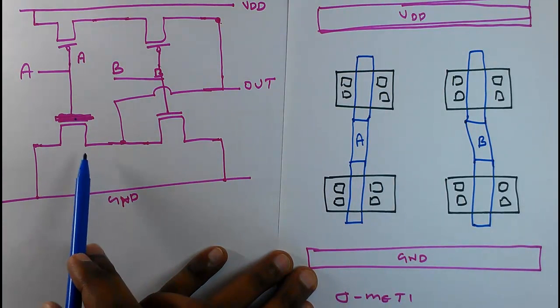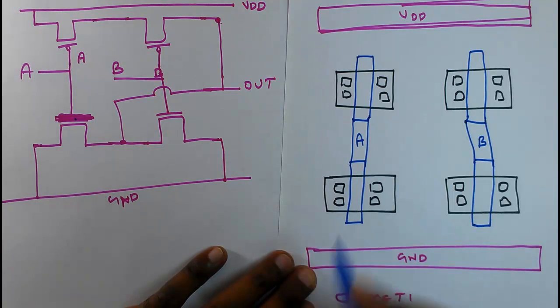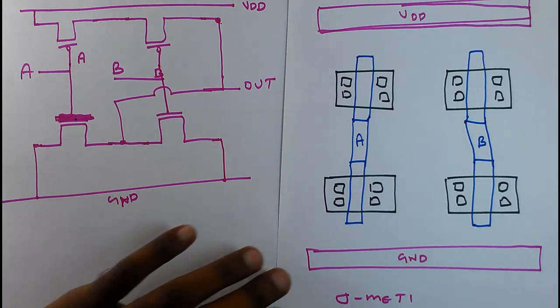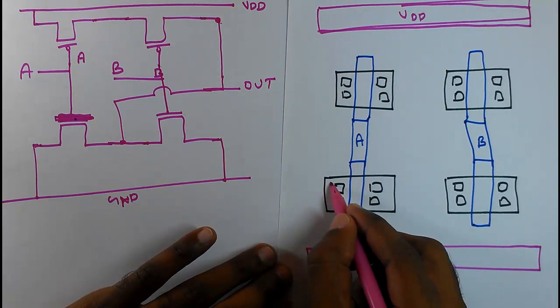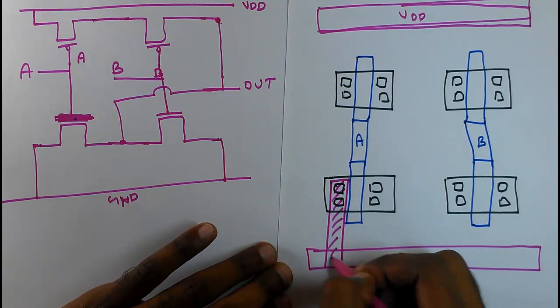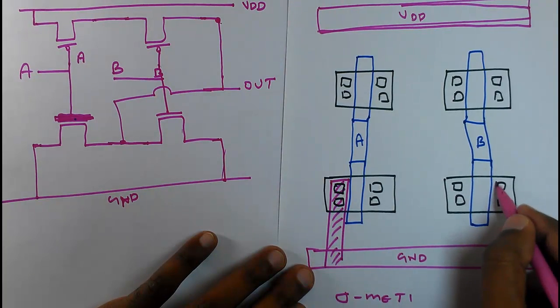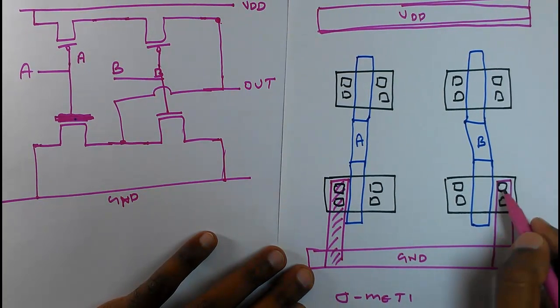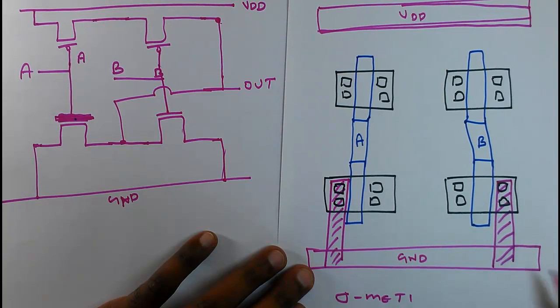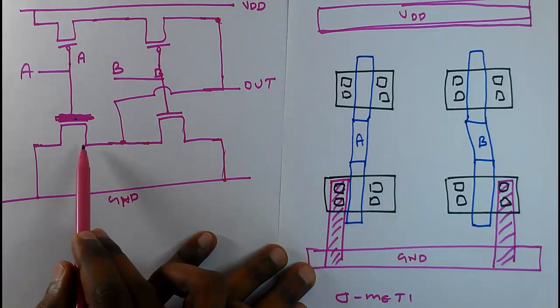Now the source of this MOSFET is connected to ground, so we have to make that connection. That connection is made with metal one. Blue one was poly, so we are making this with metal one. So that is connected to ground. Similarly, this is also connected to ground. So I am making that connection also. It will be more clear if you are confused now. It will be more clear when we do the layout in Cadence.